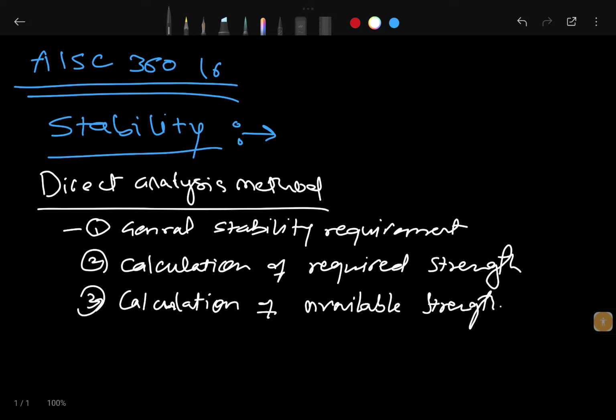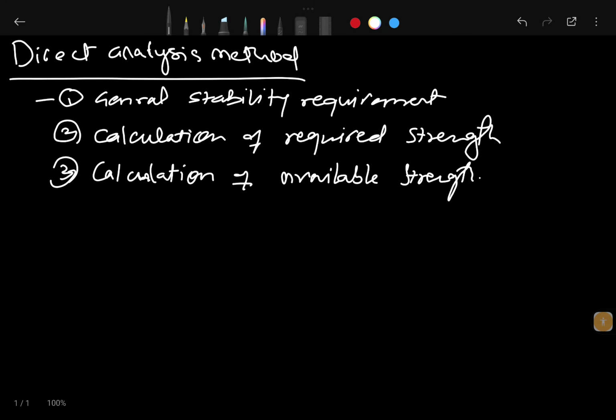These three chapters are given in AISC 360 for stability purposes only. Design for stability. Here they provide a note: alternative methods for design of structure for stability are provided in Appendix 1 and 7.